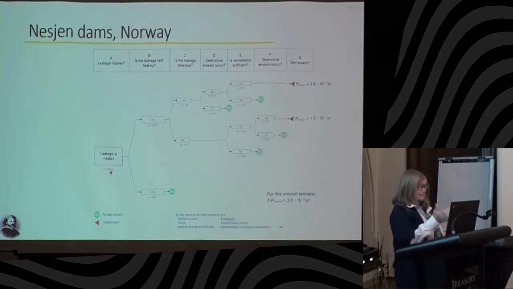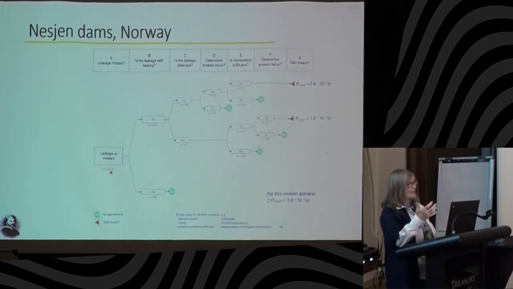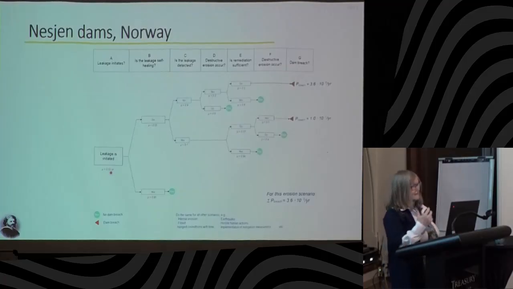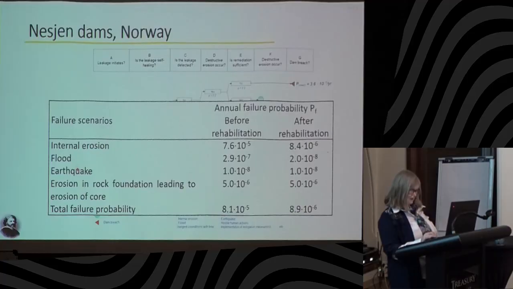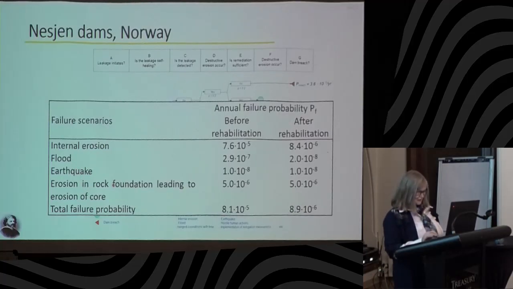There's a lot of engineering judgment, especially with internal erosion. But when you're doing earthquake studies, you have a finite element analysis of the earthquake and the sediment that will occur, and whether liquefaction will occur, so you have more data to use. But for this Nation dam, these were the annual probabilities of failure that were calculated before rehabilitation under internal erosion, flood, earthquake, erosion, and the rock foundation. That was an important case because we've had 2 failures like this in Sweden, so therefore we always think about that.